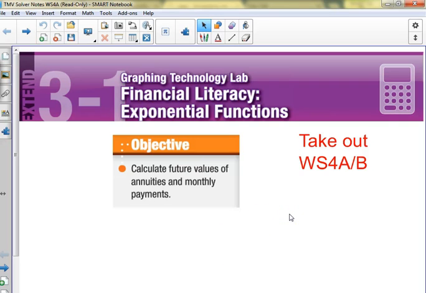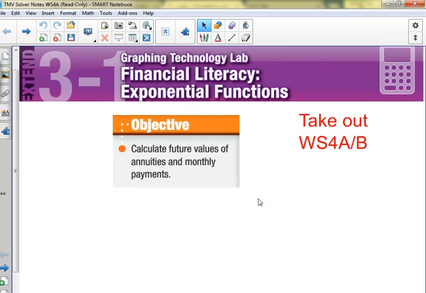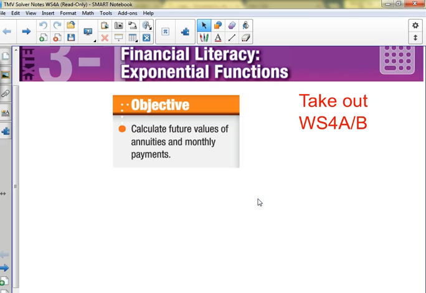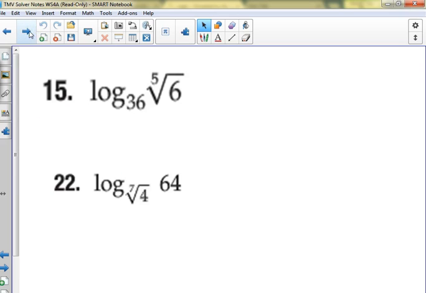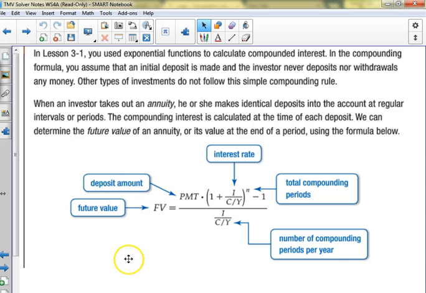We're going to talk about the finance app on the calculator. Okay, guys, what this app does is it helps with problems that involve a payment of some kind.